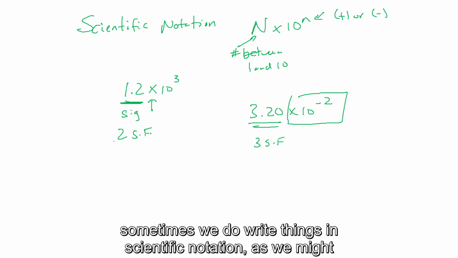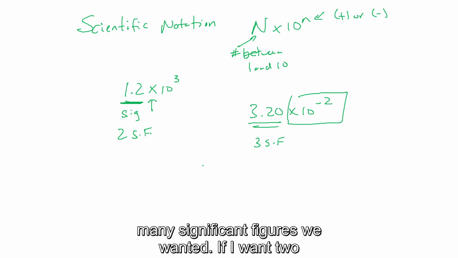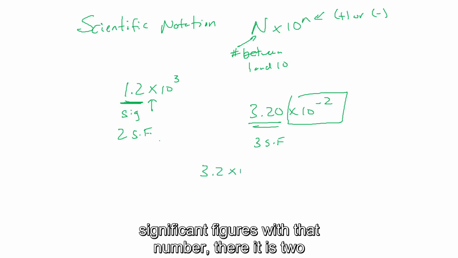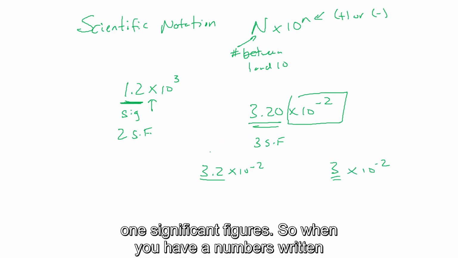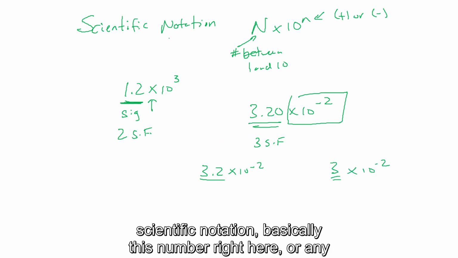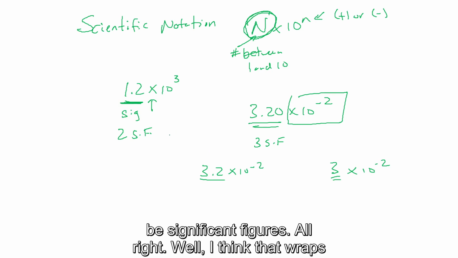That's the reason sometimes we do write things in scientific notation, as we might talk about in a future quick video. We can control how many significant figures we want. If I want 2 significant figures with that number, there it is, 2 significant figures. I want 1 significant figure. There it is, 1 significant figure. So when you have a number written in scientific notation, any of the numbers that are written, including zeros, will be significant figures.